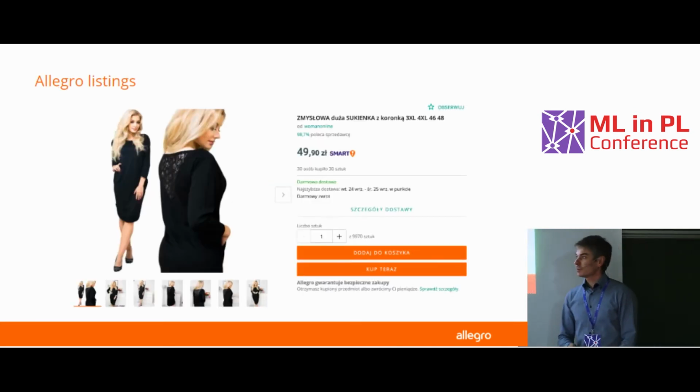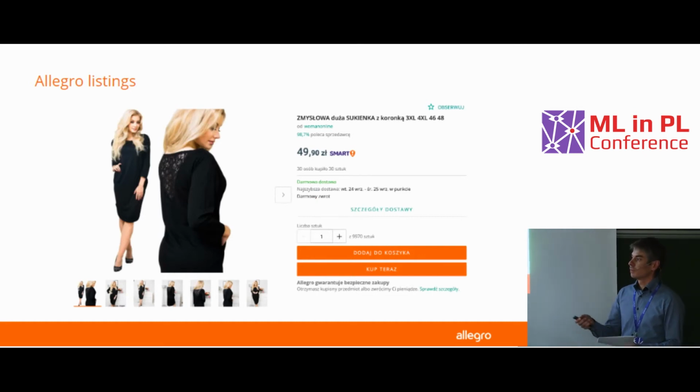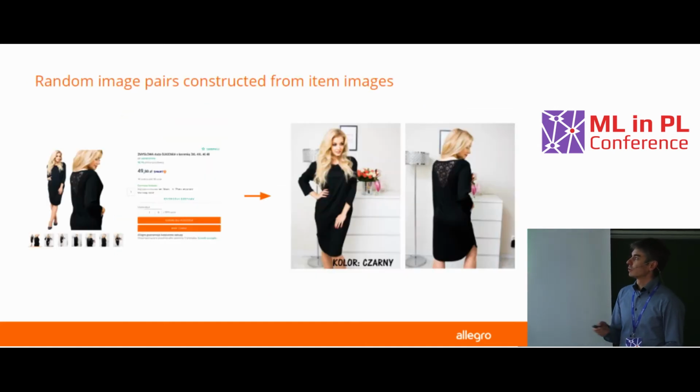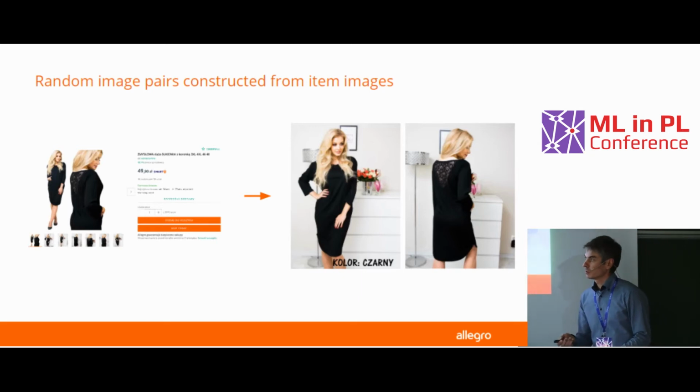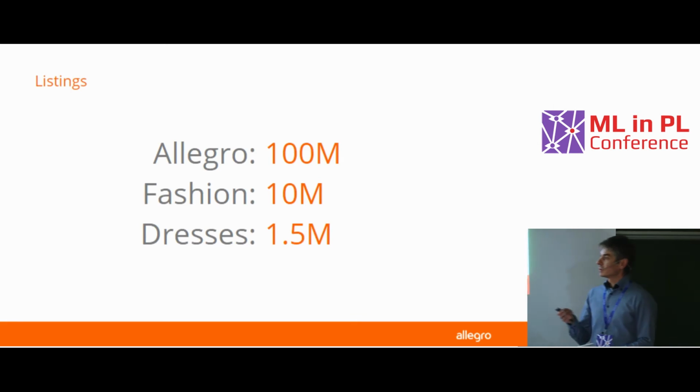But we have a lot of offers on Allegro, and almost every offer has several photos of the same product. So we could choose 2 random photos from every offer, build a data set based on these pairs, and try to train a model on this. With this approach, the numbers are much better. For the dresses category, we can build a data set consisting of 1,500,000 pairs.